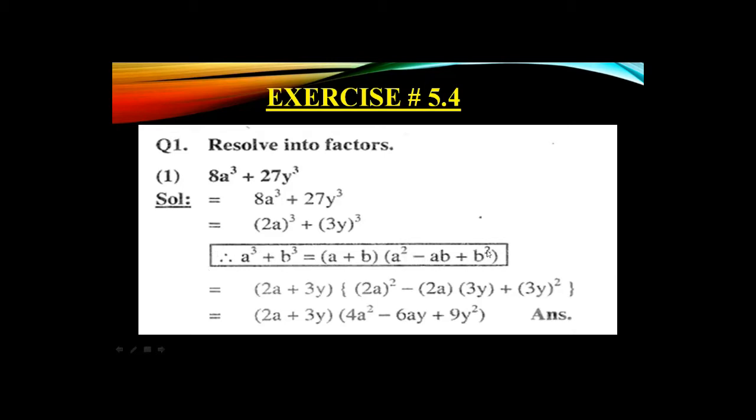In this formula, what is a here? a is 2a. Instead of this a, we will put 2a, and instead of b, we will use 3y. So now first concentrate on the first bracket, that is a plus b. Instead of a, we will use 2a, plus as it is, and instead of b, we will use 3y. This is a plus b.